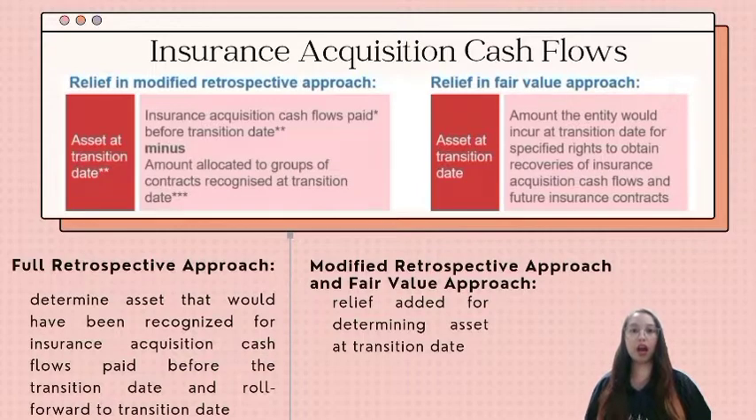Applying naman po yung relief sa fair value approach, so yung amount ng asset for the insurance acquisition cash flows at transition date daw po dito ay na-determine equal sa amount na mai-incur ni entity at the transition date for specified rights to obtain recoveries of insurance acquisition cash flows and future insurance contracts.